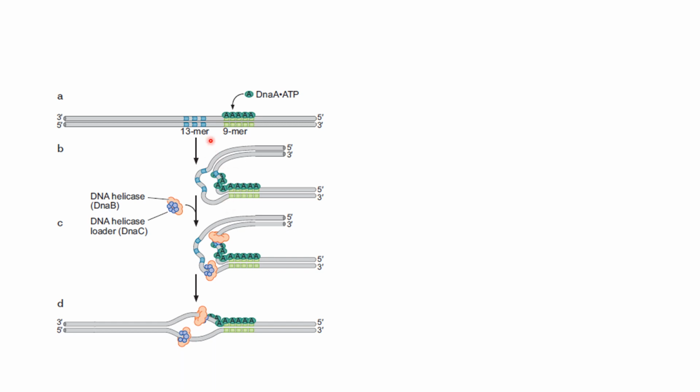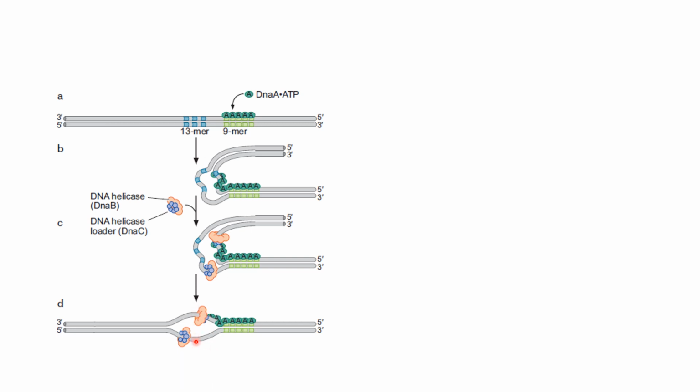Now you can see that as it unwinds, we have the DNA helicase. It will come and further lead to the separation of the two strands of the DNA. And this DNA helicase is aided by another protein, DnaC, which is the helicase loader. Now you can see that once these two, the DNA helicase and the helicase loader, that is DnaB and DnaC, come into action, they lead to the separation.